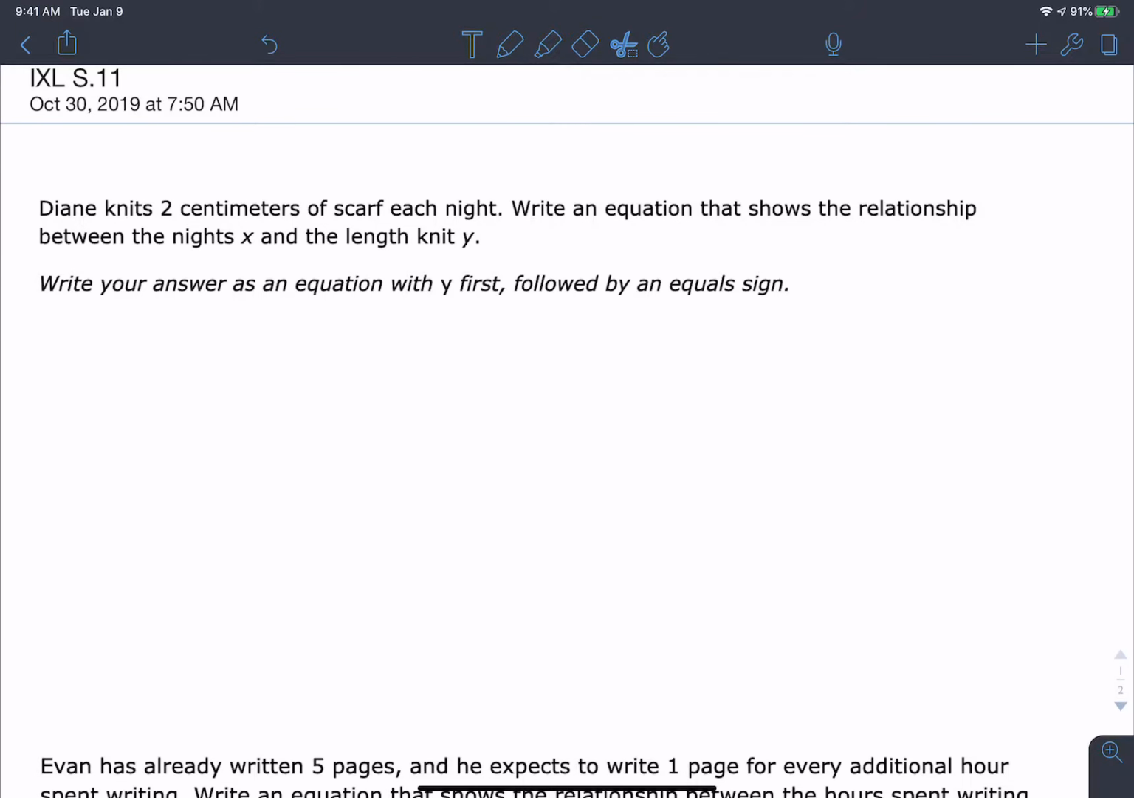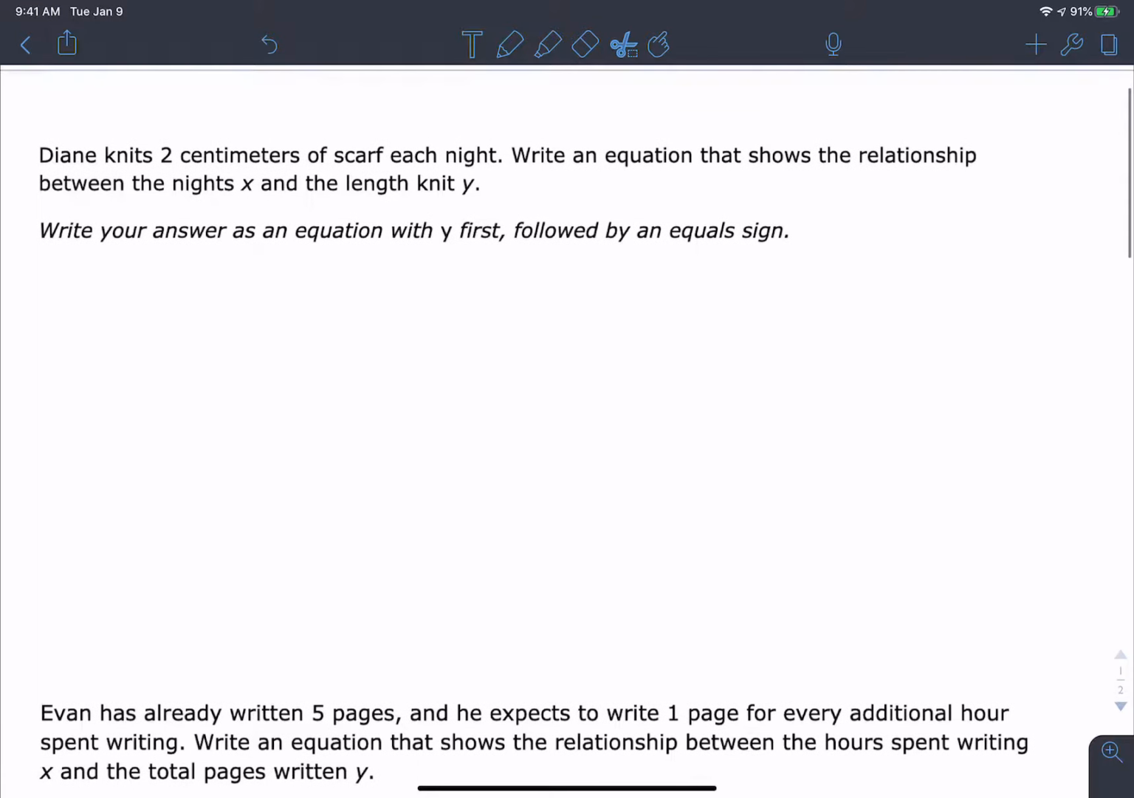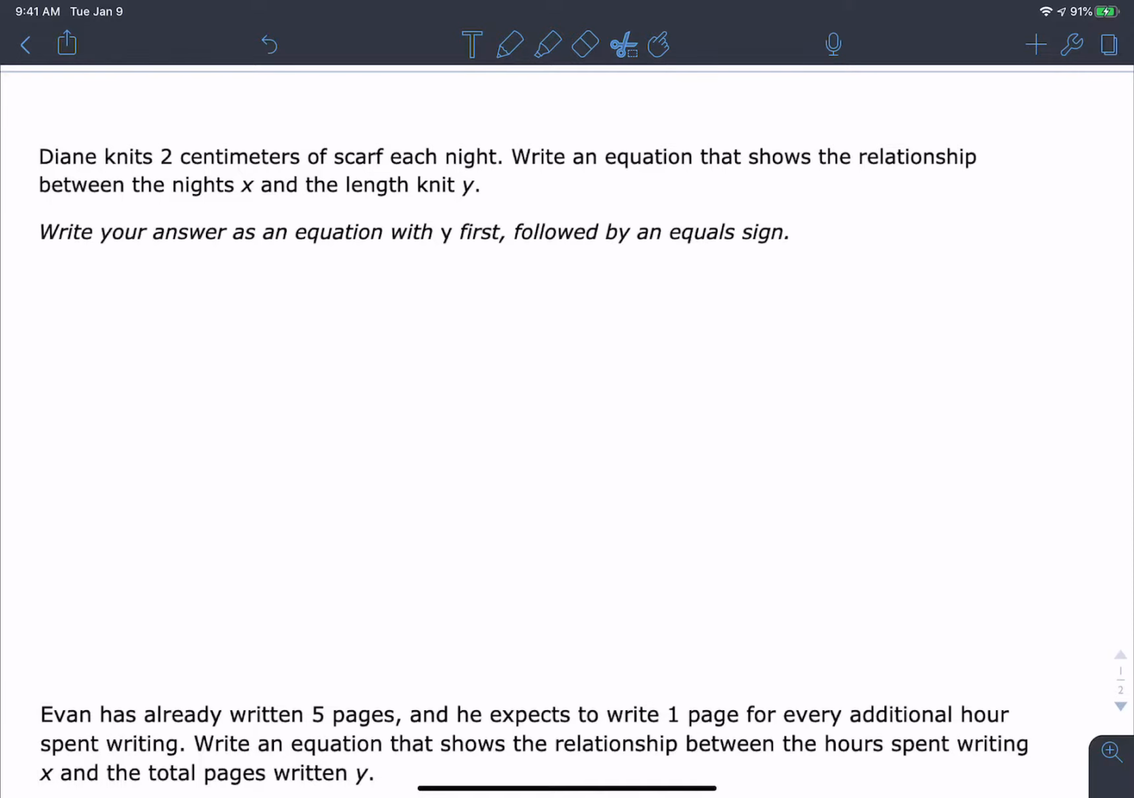All right, IXL S.11. Okay, so Diane knits 2 centimeters of scarf each night. Write an equation that shows the relationship between the nights x and the length y. Write your answer as an equation with y first, followed by an equal sign. So they're helping us out. We should go with y equals.